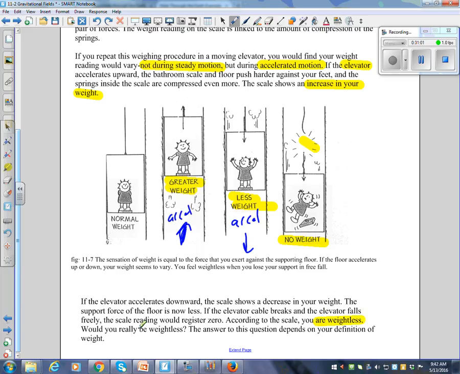Would you really be weightless? You certainly wouldn't be massless. The answer to this question depends upon your definition of weight. Most people think it's like how heavy you feel, right? You still have a force on you. You just can't measure it.